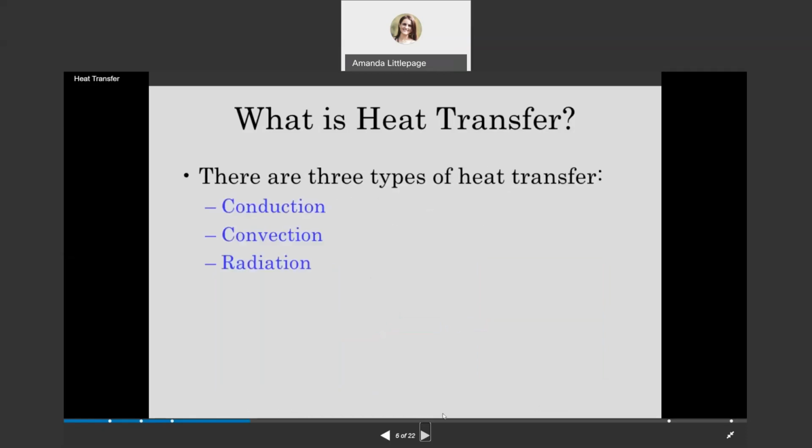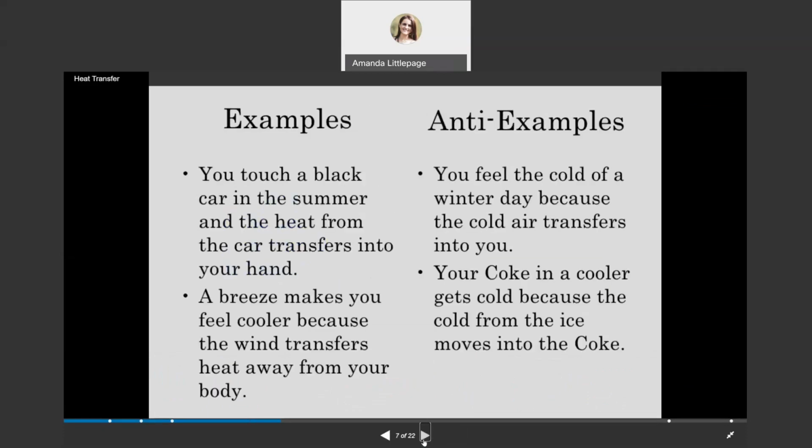So the three main forms of heat transfer are conduction, convection, and radiation. So these are the three that we're primarily going to be discussing, and the three that will be on your test tomorrow. Here are some good examples and then some non or anti-examples.